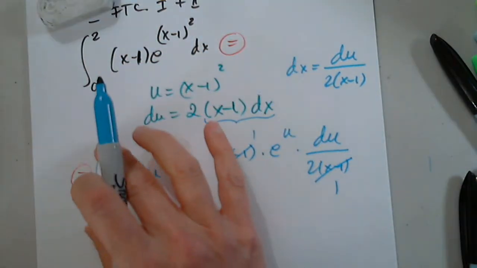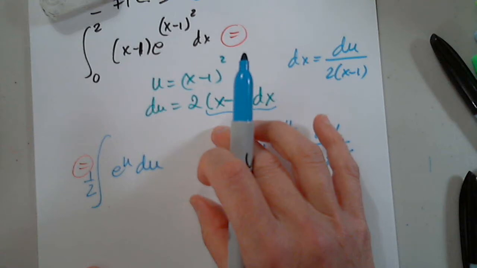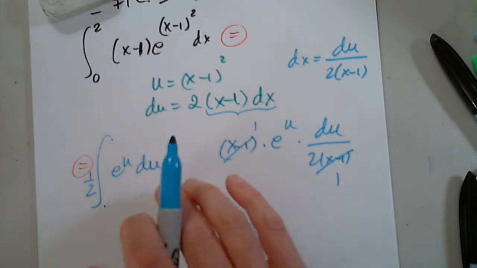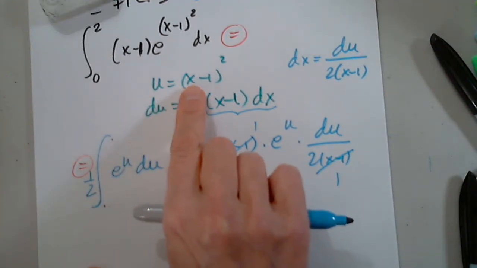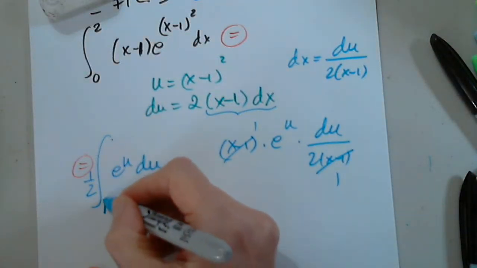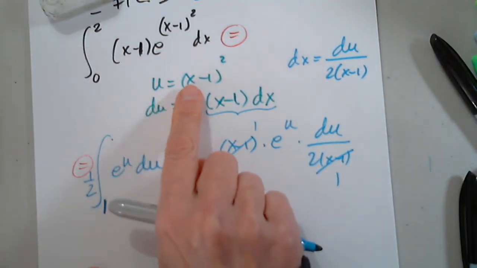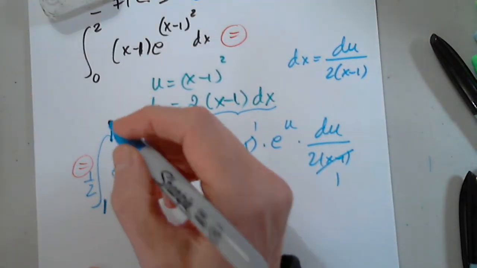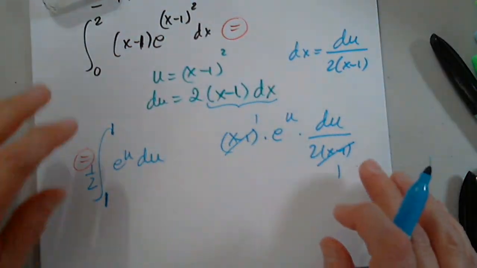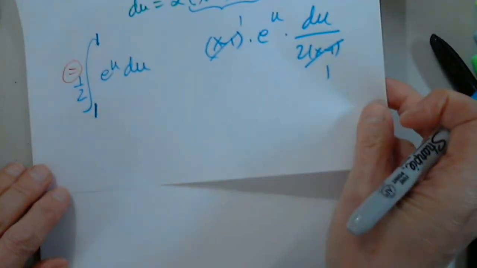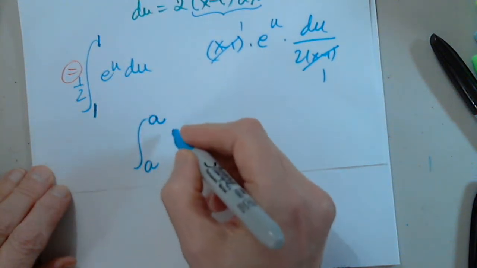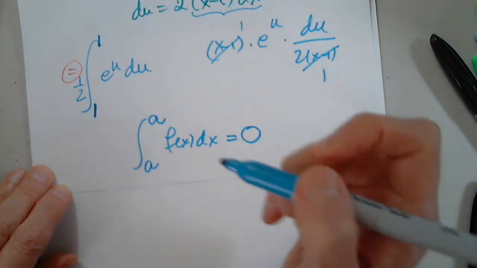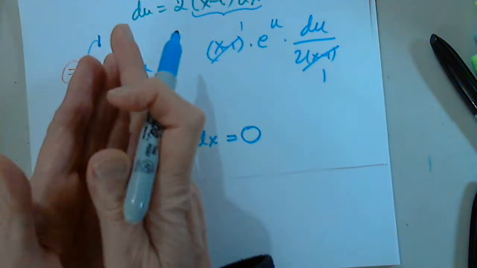If you continue like this, that's an error. You have to create new limits of integration for u. When x is 0, 0 minus 1 is minus 1, squared is 1. When x is 2, 2 minus 1 is 1, 1 squared is 1. As we know, one of the properties of the definite integral states that the integral from a to a of f of x dx must be 0, since the limits of integration are the same, there is no area.